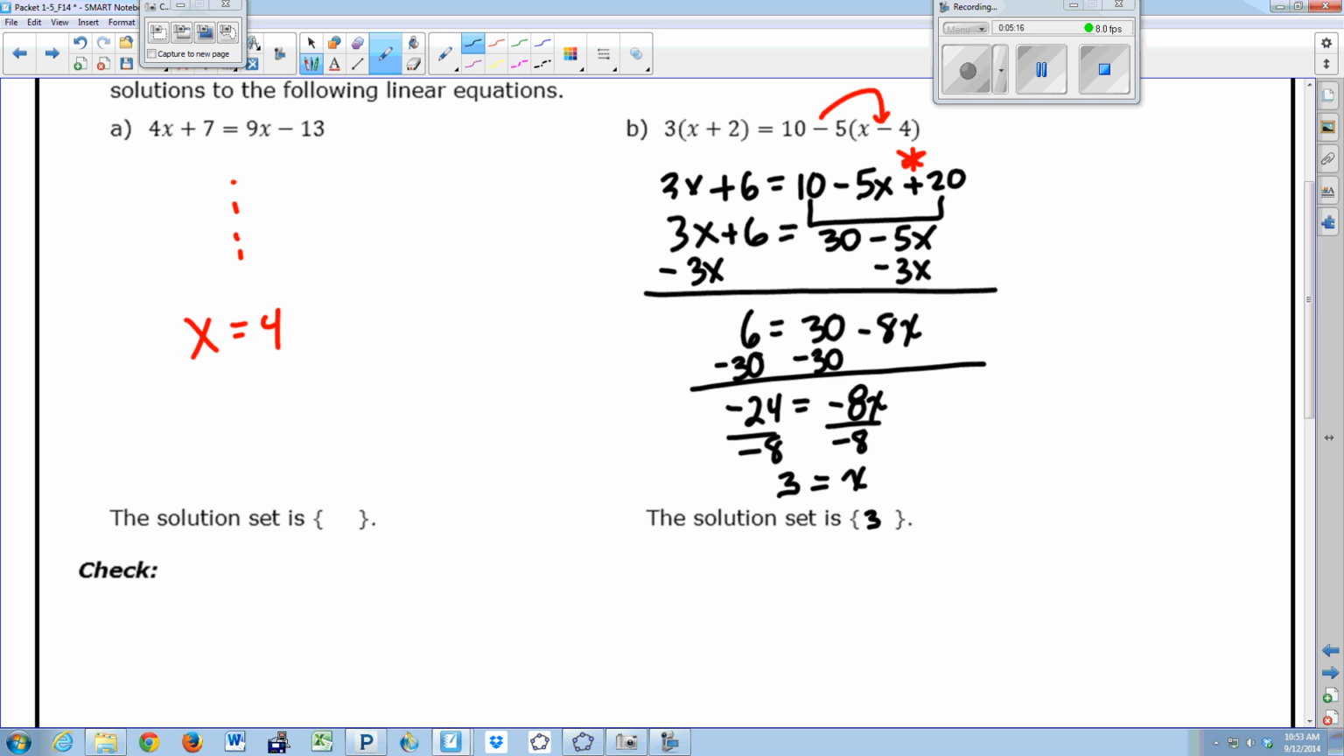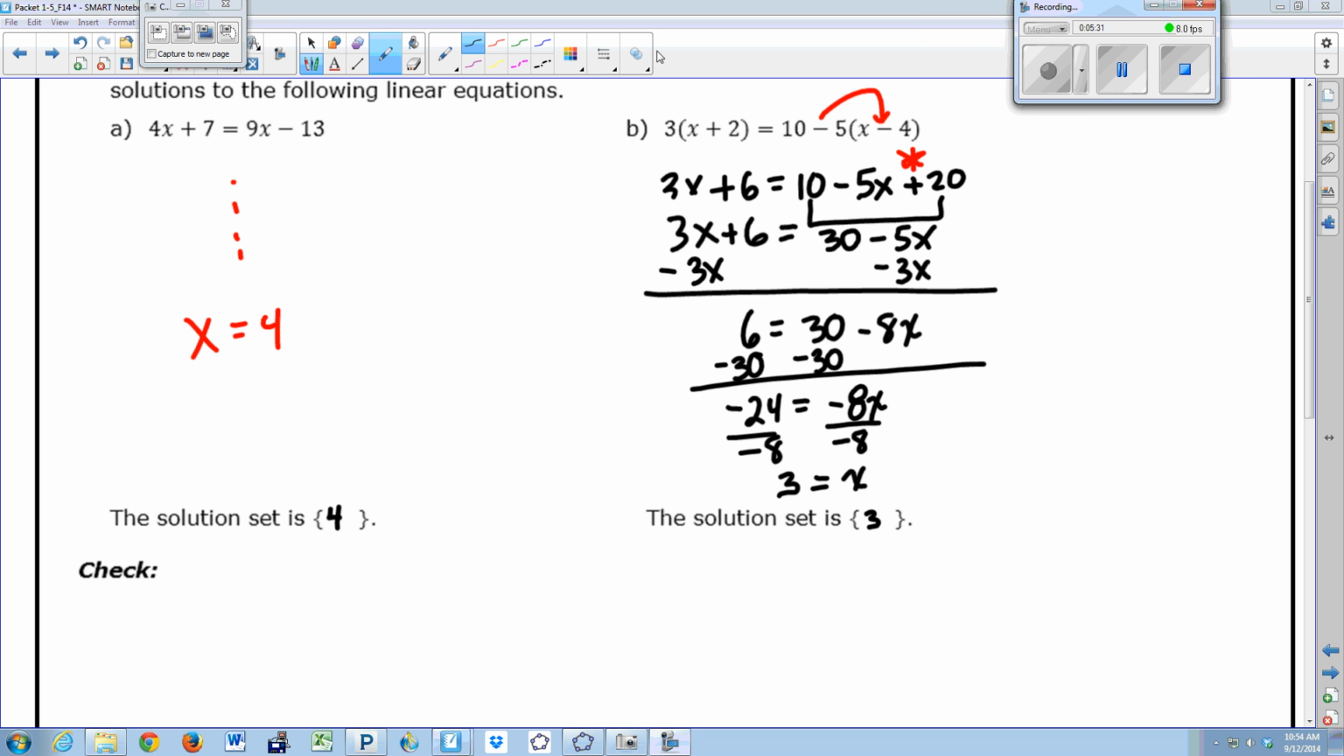So over here for the first one, you'd just throw a 4 right in there. So the solution set to the first equation is the number 4, and the solution set for the second equation is the number 3. Okie doke. And the book will continue with that kind of notation throughout the entire book. Right.